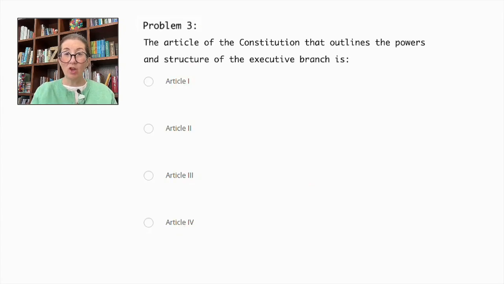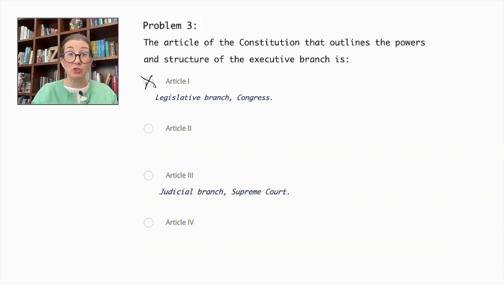Problem number 3. The article of the Constitution that outlines the powers and structure of the executive branch is Article 1, Article 2, Article 3, or Article 4. Article 1 deals with the legislative branch, detailing the powers and structure of Congress. So that is incorrect. Article 3 addresses the judicial branch, establishing the Supreme Court and outlining the powers and responsibilities of the federal judiciary. So this is not correct either.